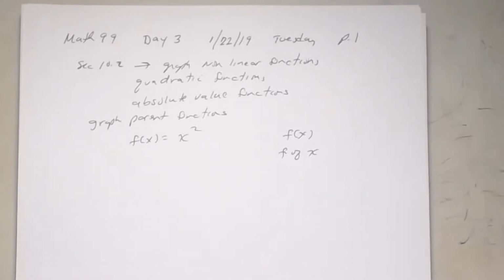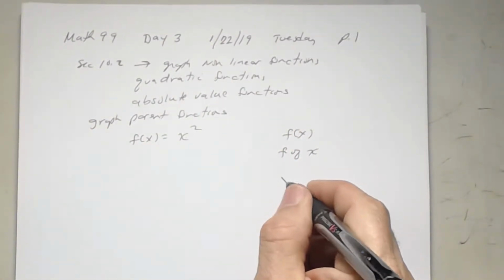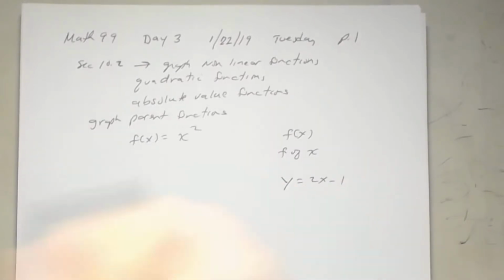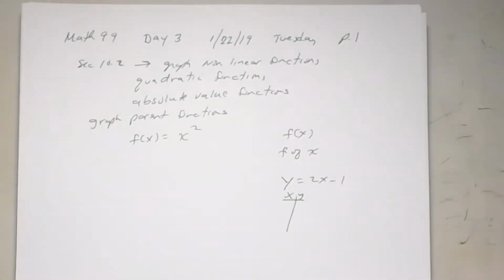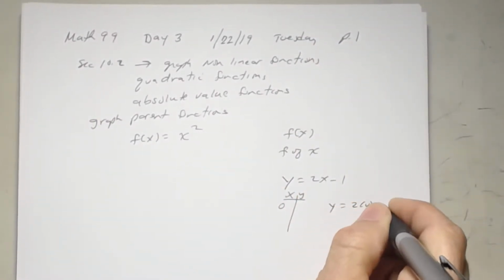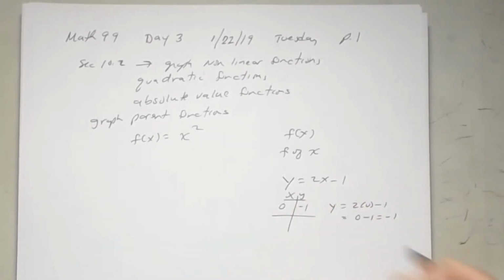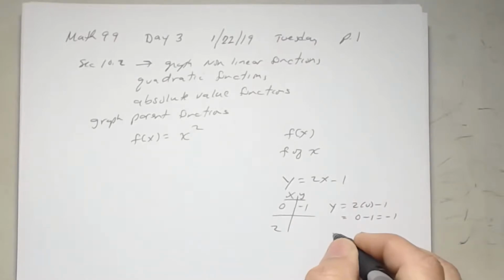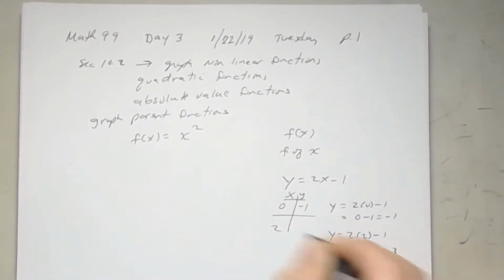Now, in the past, when you were given a line like this, y equals 2x minus 1, and when we graphed this, we used a t-table, right? And so we said, all right, to graph this, I just really need at least 2 points. So if x is 0, y equals 2 times 0 minus 1, which is 0 minus 1, which is what? Negative 1. And if x is 2, y equals 2 times 2 minus 1, which is 4 minus 1, which is 3.